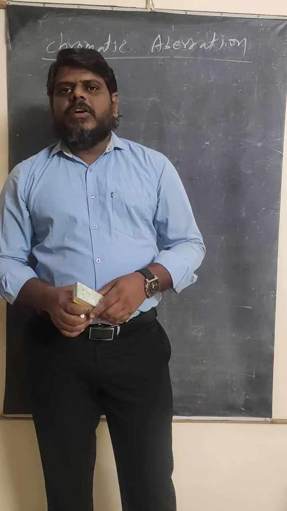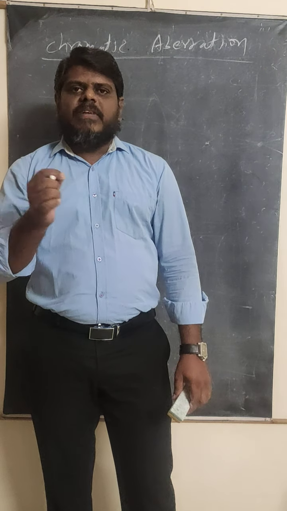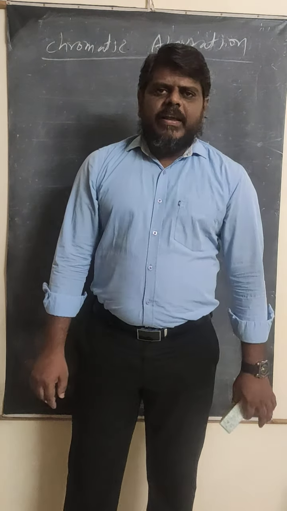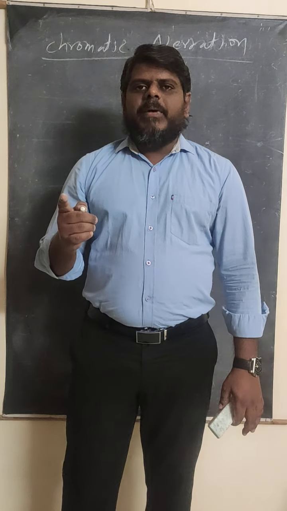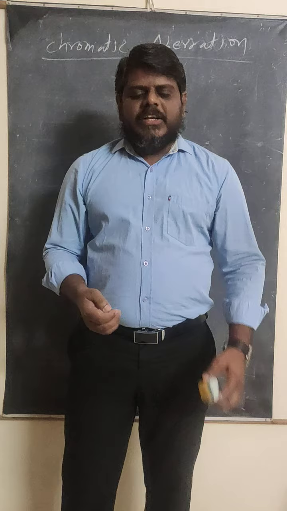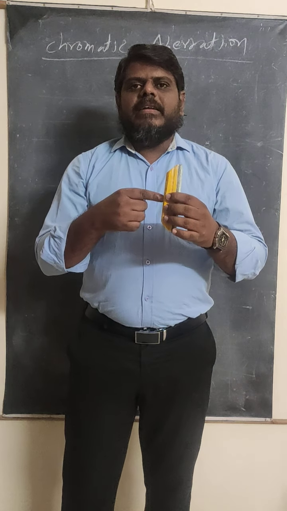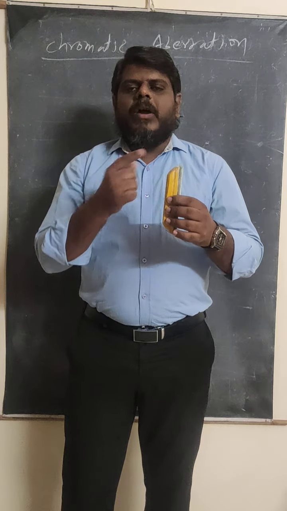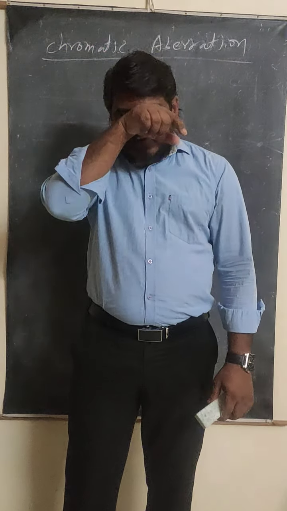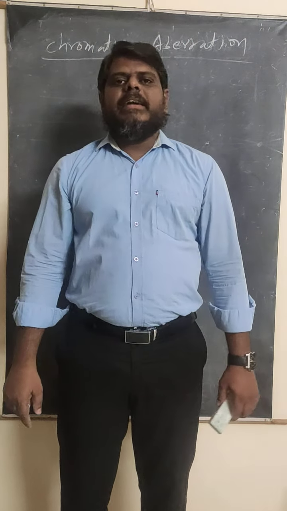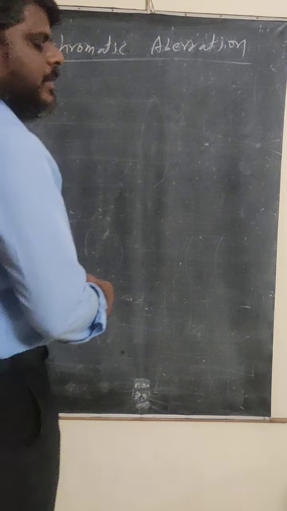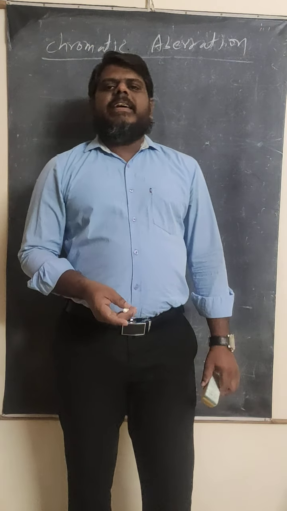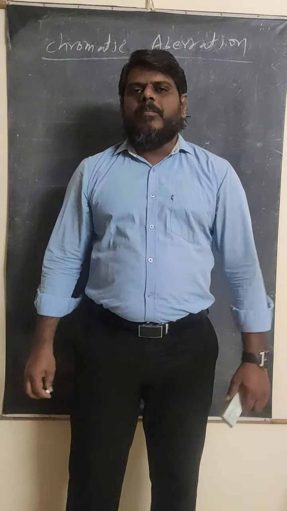The main reason for chromatic aberration is that different colors have different refraction. Earlier, in the topic of dispersion, we already discussed that when white light is incident on a prism, that white light is divided into different colors, the 7 colors, which is called dispersion of light. Different colors are produced.